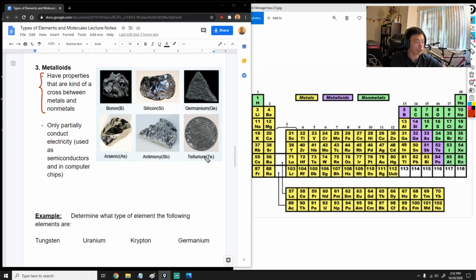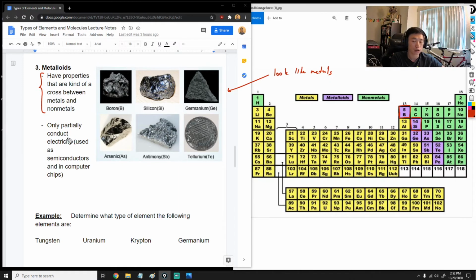Here are some pictures of different metalloids. We have boron, number 5, in the purple on the periodic table. We also have silicon, germanium. Now they look like metals, right? So metalloids tend to look like metals, but they don't really do the same things as metals.